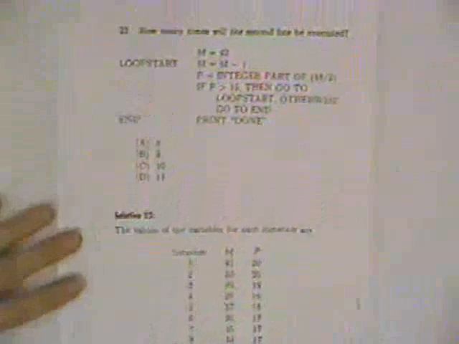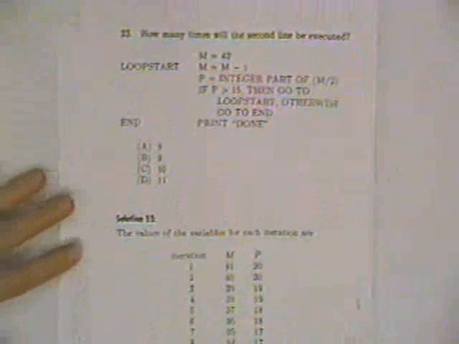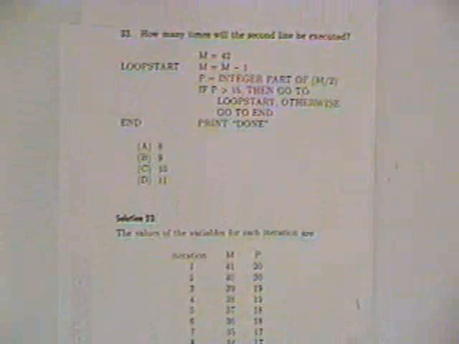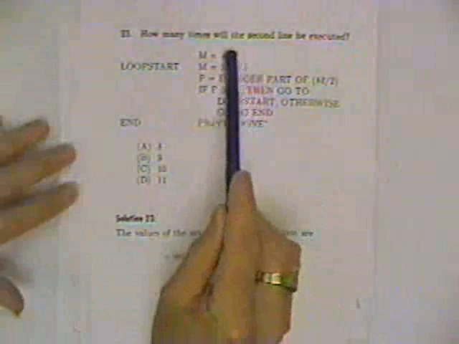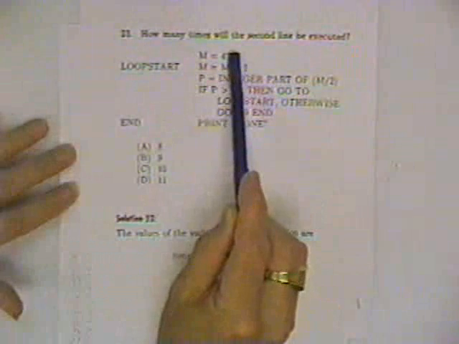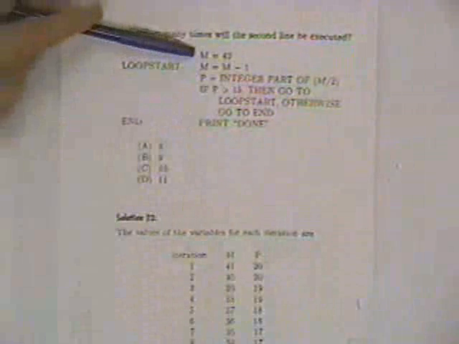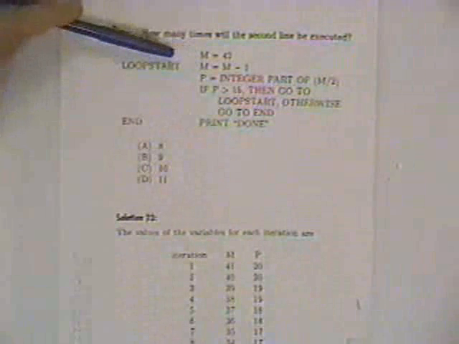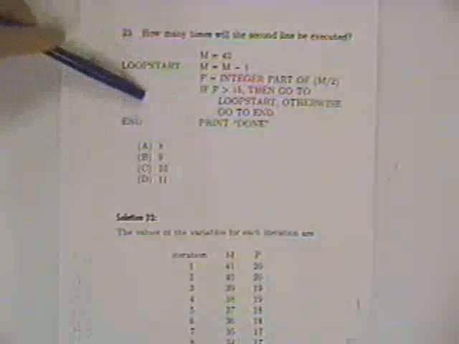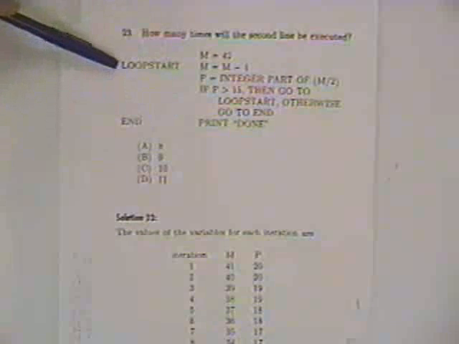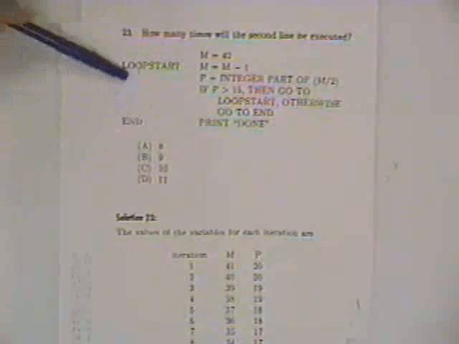All right, another example here, looking at the problem statement, says how many times will the second line be executed. All right, so this then is a program that starts with an assignment statement, assigning a value of 42 to the variable m, then beginning a loop. In this case, it's using just the statement, the loop start, just to indicate that that loop is beginning.